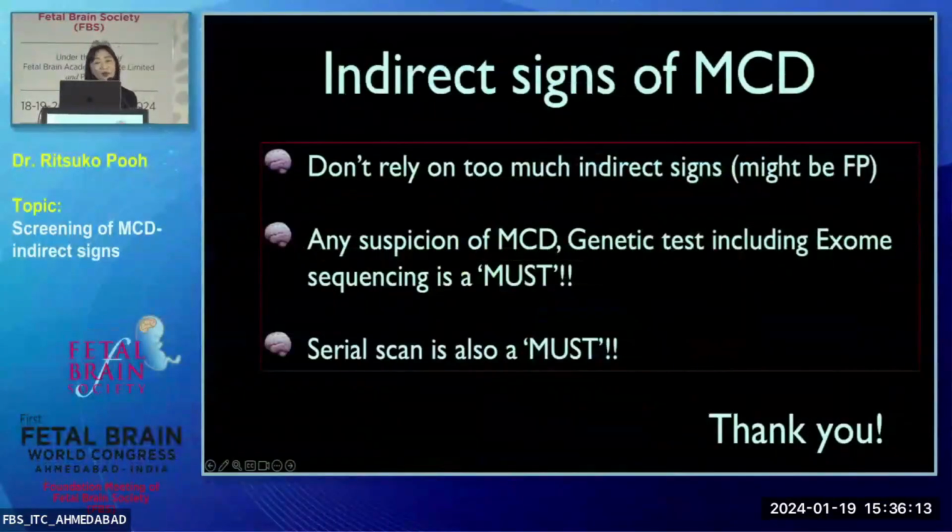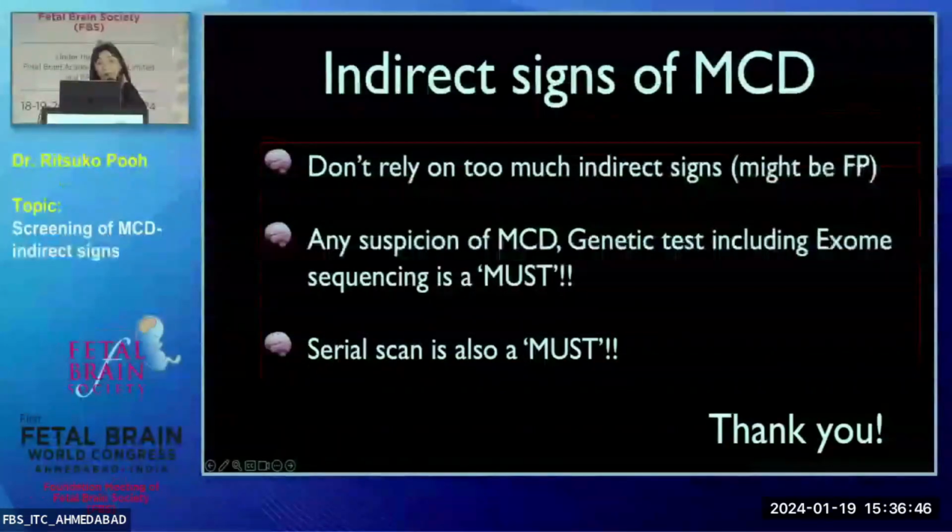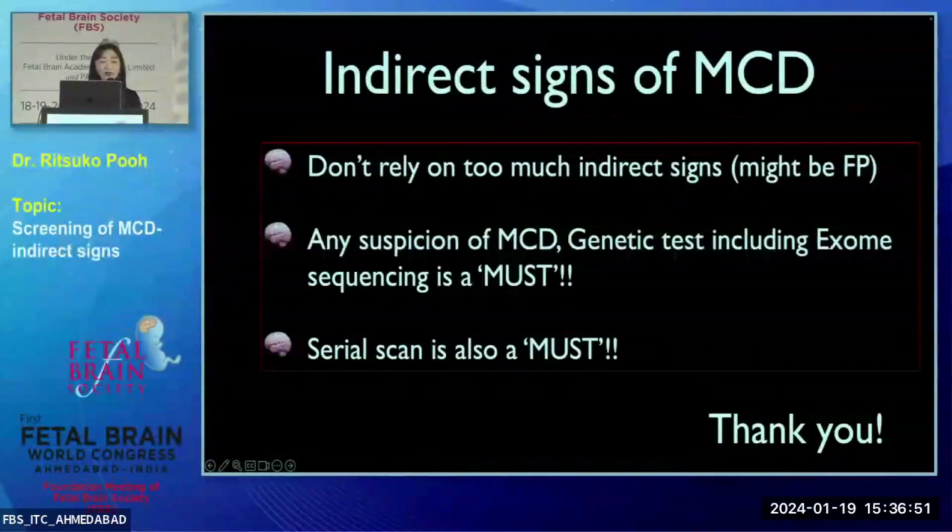Now, this is my last slide. Don't rely too much on indirect signs. It might be a false positive. So, if you have any suspicion of MCD, genetic testing, including exome sequencing, is a must. And for the serial scan afterwards, I don't recommend every week. However, every week or every 2 weeks, the serial scan is also a must.